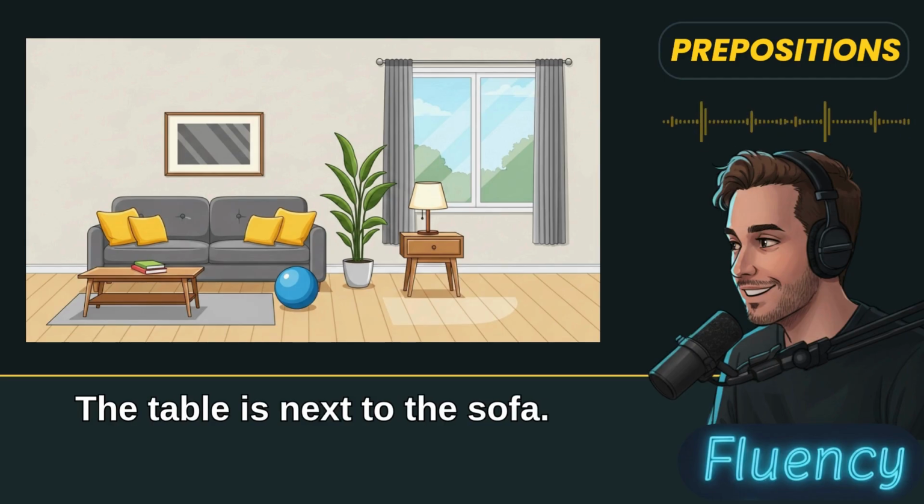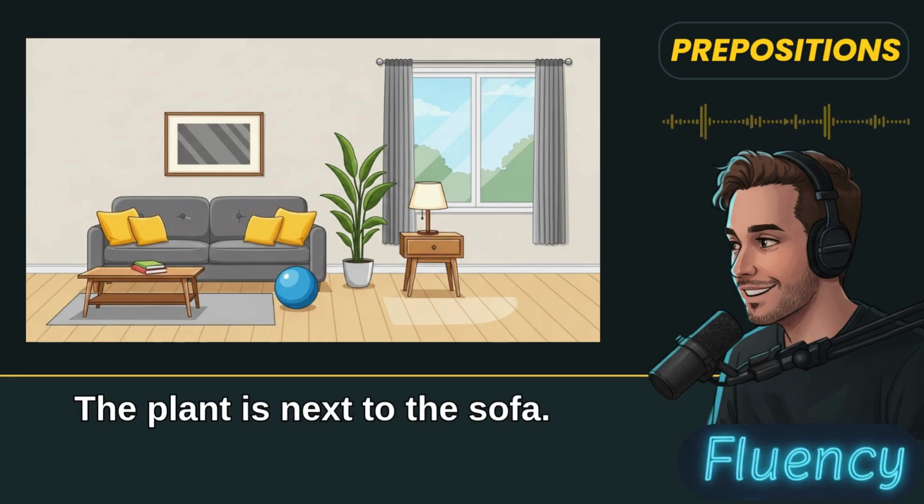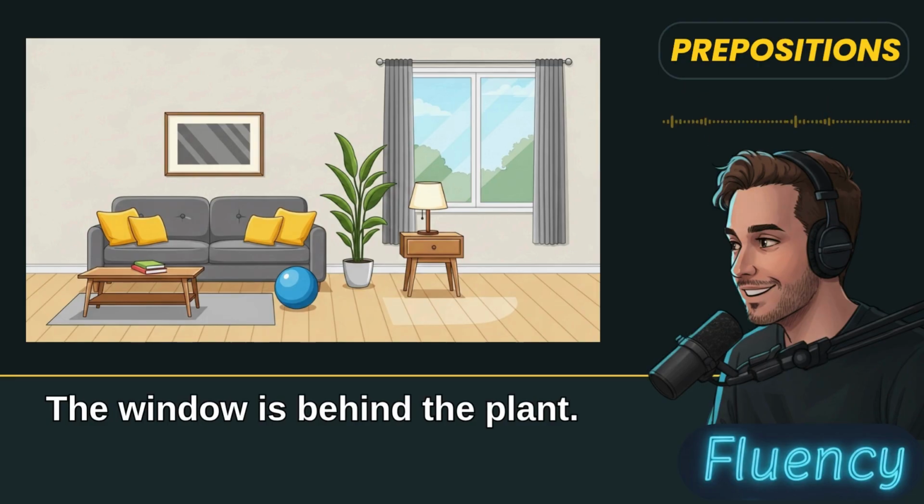The table is next to the sofa. The lamp is on the table. The plant is next to the sofa. The picture is above the sofa. The window is behind the plant.